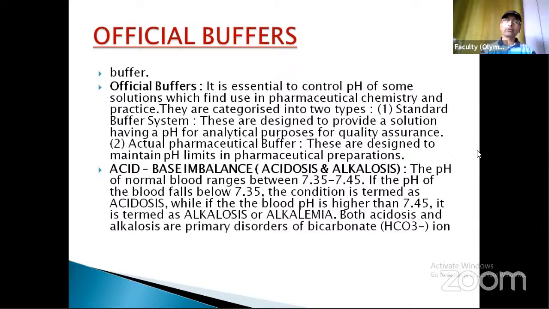Both acidosis and alkalosis are primary disorders of bicarbonate ion. Bicarbonate and carbonic acid, that buffer system is maintaining the pH of blood. When the bicarbonate ion concentration varies, disorders happening in bicarbonate ion affect the pH of the blood. If it causes reduction of the pH below 7.35, that condition is called acidosis. And if it results in alkalinity of your blood, if the pH of the blood goes higher than 7.45, then this is called alkalosis or alkalemia.